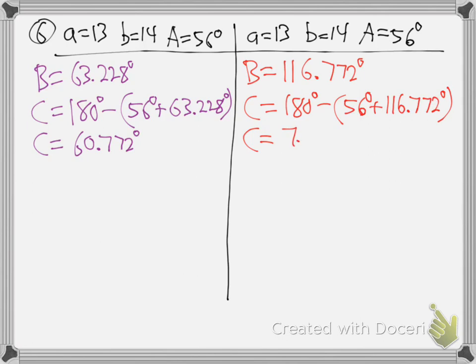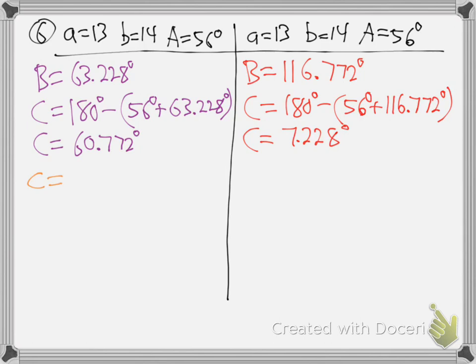And I'm getting 7.228 degrees. See how we got the two different B options leading to two different C options? And each of those will lead to a different side C. Let's find that now. Side C.